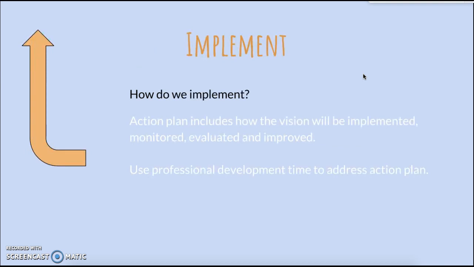Then we implement. Our action plan includes how the vision will be implemented, monitored, evaluated, and improved. So again, our data team would be the main people in charge of making sure we are implementing the strategies we come up with, making sure teachers are being monitored, our data is being collected correctly, and that we are improving. We would also use professional development time to address our action plan.